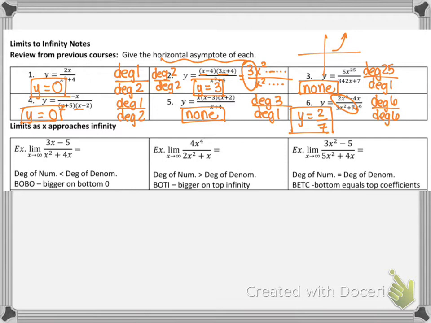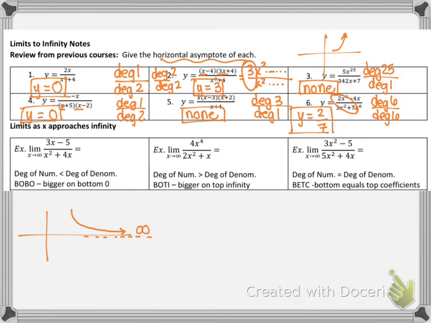Now let's switch gears from pre-cal to calculus. Now when we're doing calculus, we're going to find the limit as x approaches infinity. And basically that's the same as the horizontal asymptote, because if I look at a horizontal asymptote of y equals 0, that's what's happening as we move off the graph toward an x value of infinity.